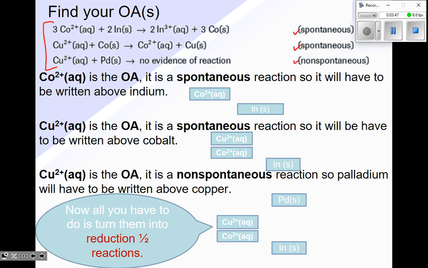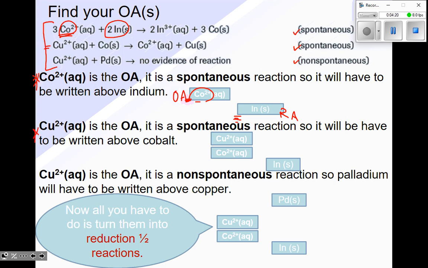Okay, so let's take a look at the first one. Cobalt is your oxidizing agent, and it is a spontaneous reaction, which means that when I'm making my table, this goes above this. So I'm just starting it out. Here's my cobalt, and here's my indium. My cobalt is higher than my indium because this is my oxidizing agent, this is my reducing agent, and it just needs to go higher. No big deal.